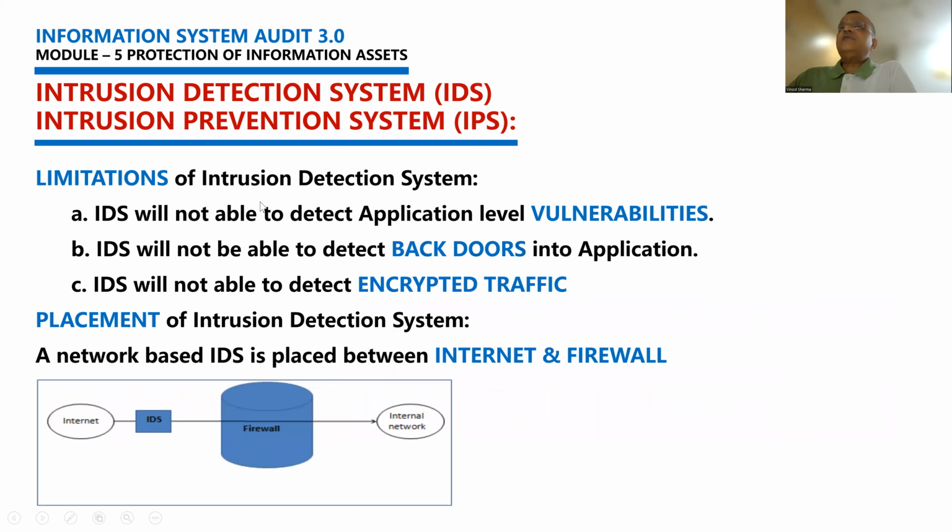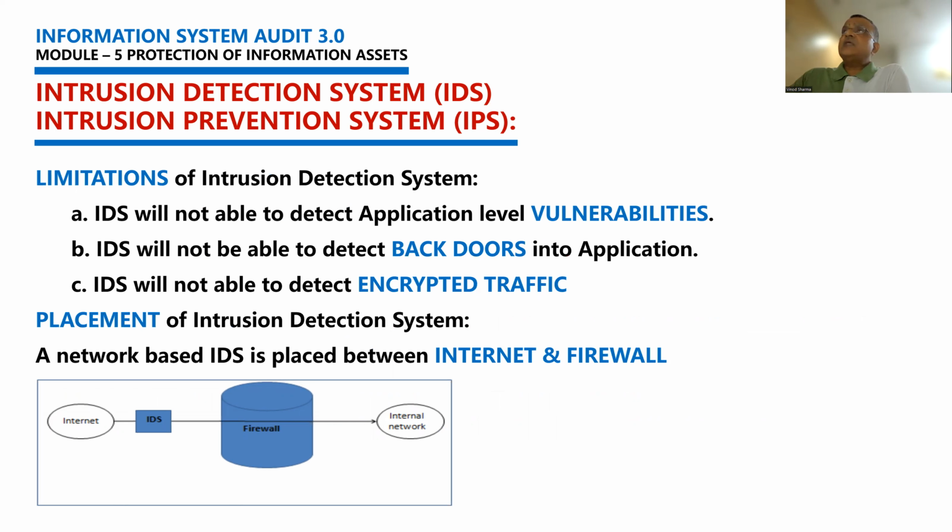Now, limitations of intrusion detection systems. Let's look at what the limitations are. IDS will not be able to detect application level vulnerabilities. Again, in the first module I talked about vulnerabilities and threats. Let's put it this way: threats are always external, coming from the external environment, and vulnerabilities are all internal.